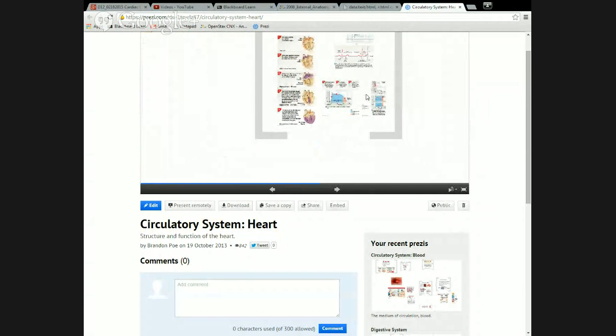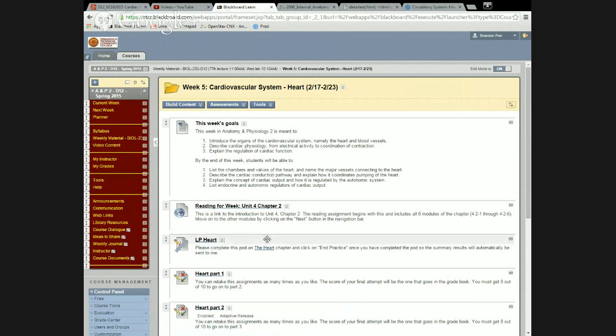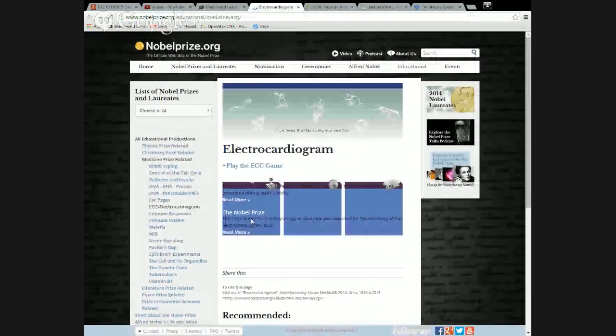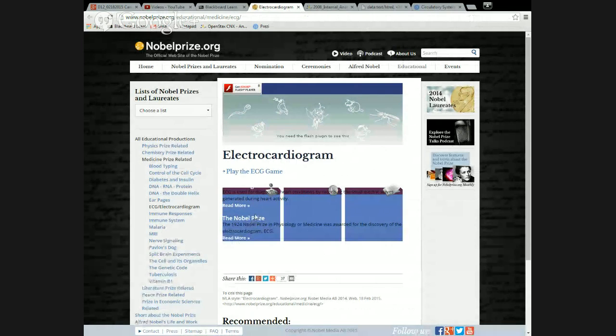Okay. The other stuff in here I'm going to talk about in class, which has to do with what's going on at the cell membrane and action potentials and that sort of thing. What I want to get to now is I have a link here to the Nobel Prize electrocardiogram website, kind of like the blood typing stuff we did last time, but for this instead.